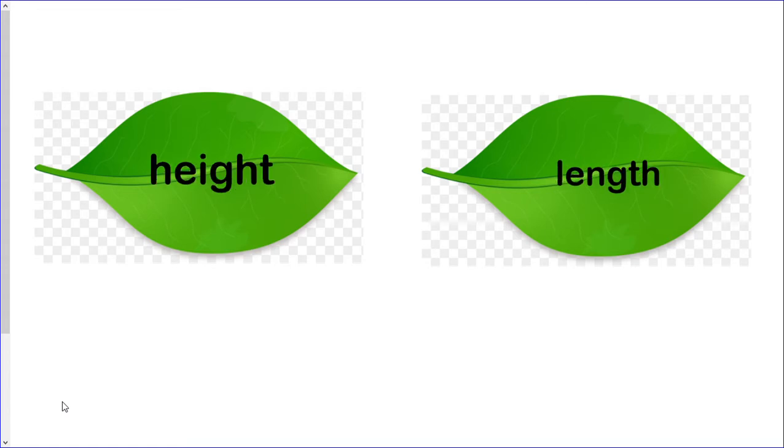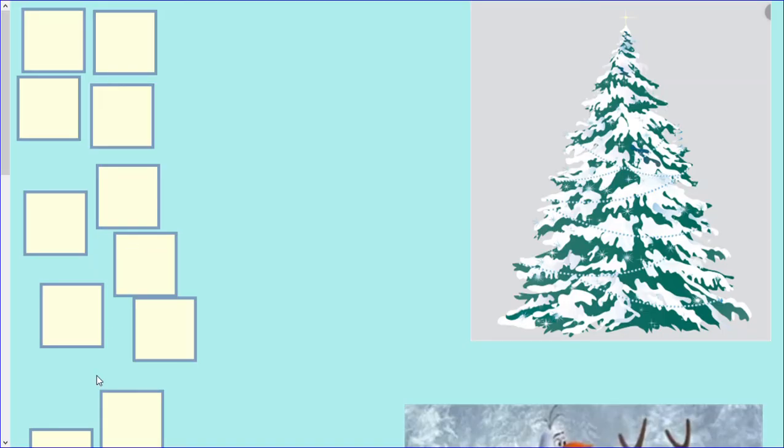Okay, so height is how tall something is, and it's usually standing up. So sometimes we can get a bit confused between measuring height and length. So when you measure height, you measure things that are standing up, and when you measure length, you measure things that are lying down. Okay, so we're going to think a little bit about that today, and also how to measure things. So we have got a Christmas tree here. Okay, and we are going to measure how tall it is.